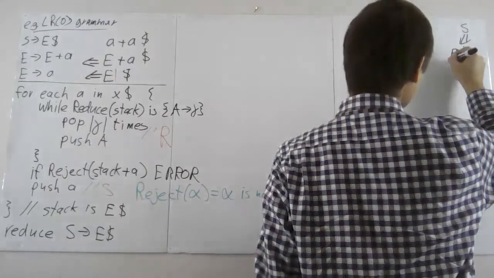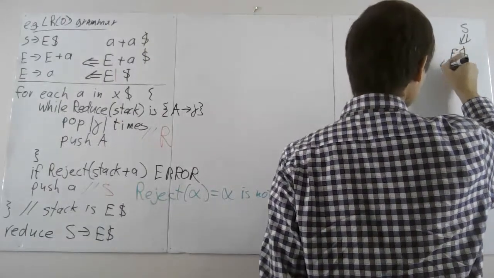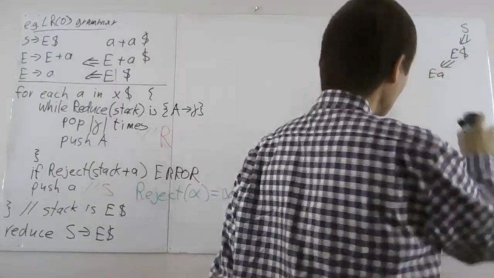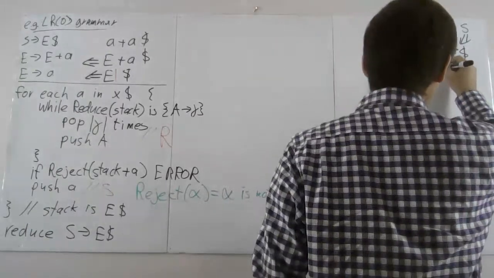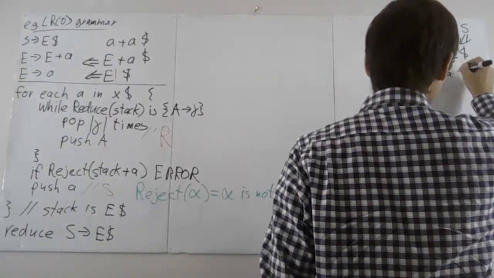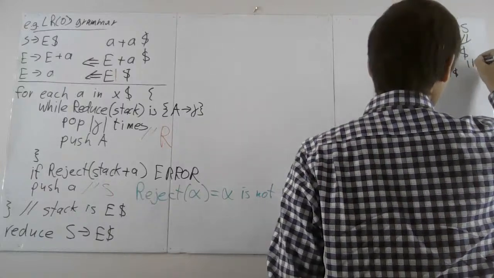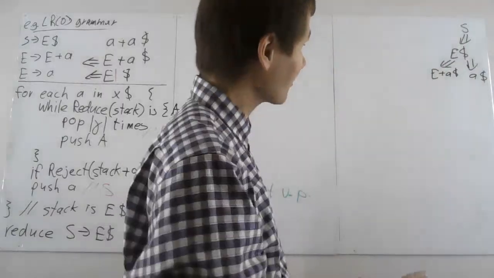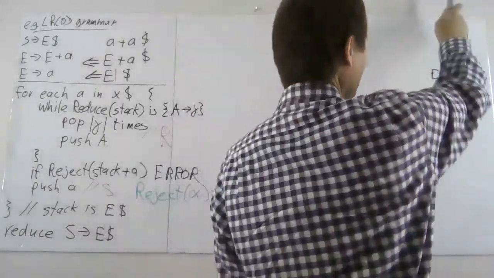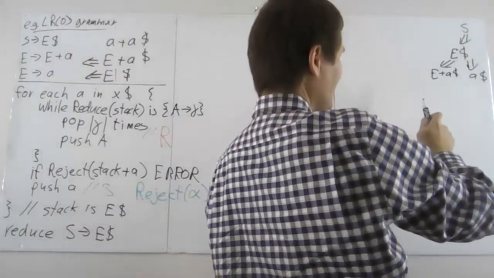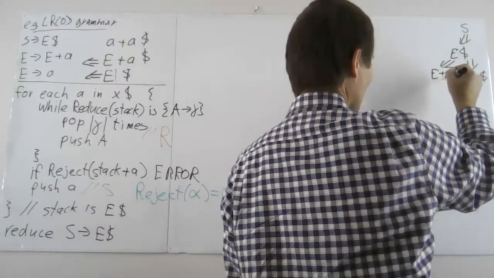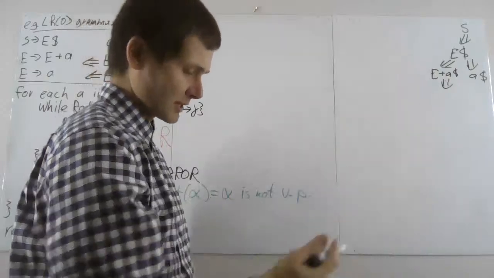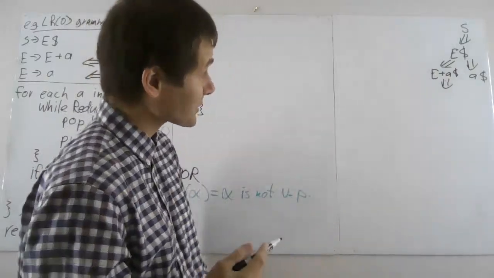And I'll do a little bit more here. So E can expand to E plus A $, that's a sentential form, but also to A $, that's a sentential form. So any prefix of any of these strings is a viable prefix. And I could go on, right? I could expand this further into more sentential forms that have more viable prefixes.